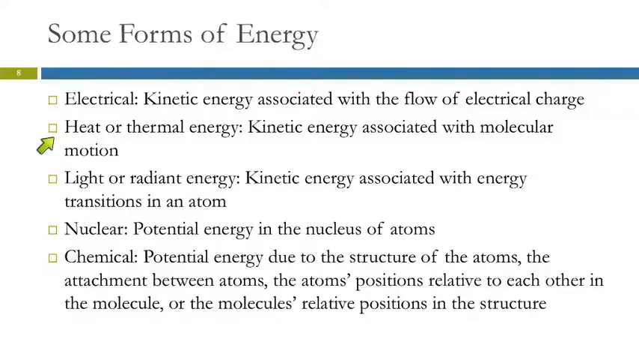We talked about heat or thermal energy. Light, also known as radiant energy. This is kinetic energy associated with energy transitions within an atom. Does light have energy? Well, can you get a sunburn from the light being given off by the sun? Sure you can. You can feel the heat of the sun. There's definitely energy there. Nuclear energy is potential energy that's found in the nucleus of atoms. And then we've also talked about chemical energy.